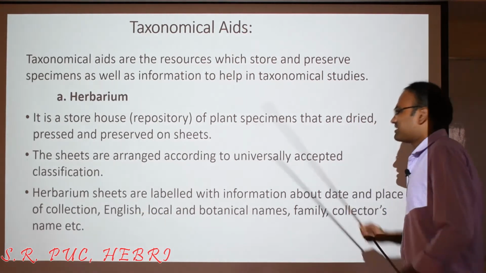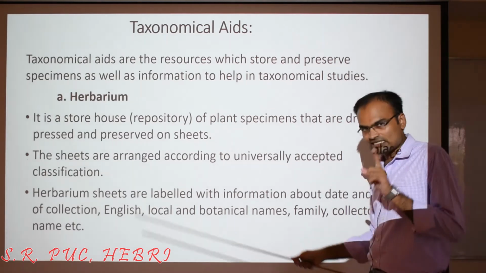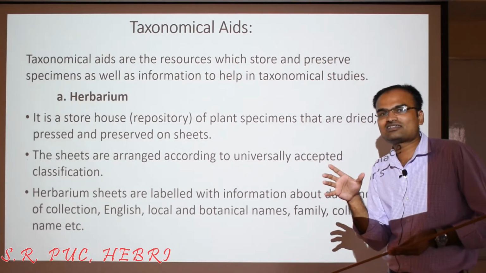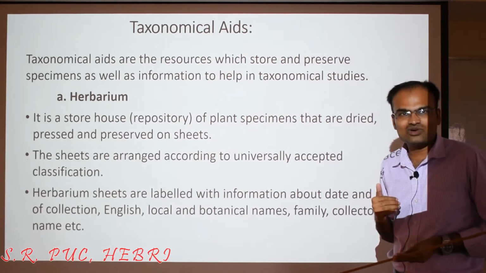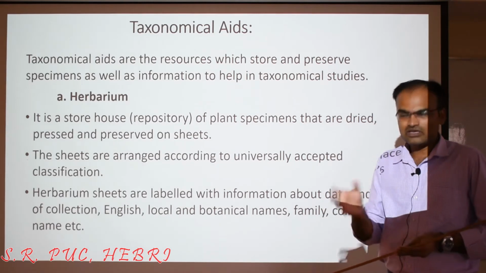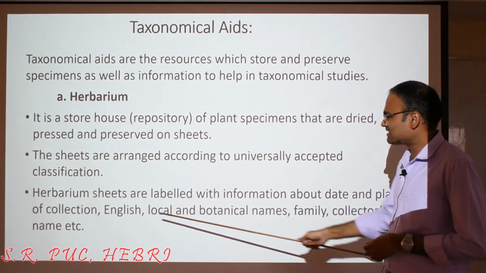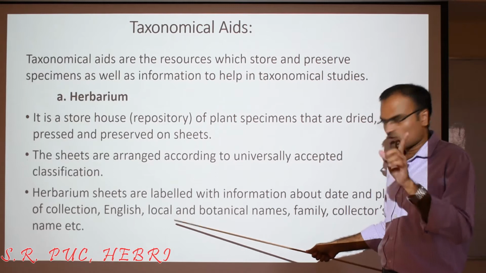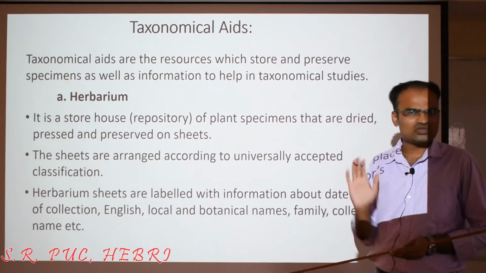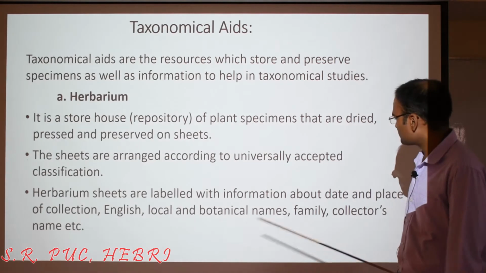Along with the date and place, the sheet should contain the English name, the local name, and the botanical name. The local name is very important because plants in different corners of the world have different local names. Even in a single state, a smaller plant may be called by different local names. So the English name and local name should be mentioned, as well as the botanical name, which is the same all over the world. All three names should be mentioned on the herbarium sheet.